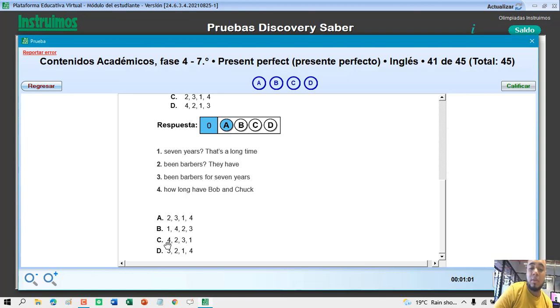For 7. Oh, again. Okay. I'm sorry. This time, okay? So 4, 2, 3, 1. 4. How long have Bob and Chuck been barbers? They have been barbers for 7 years. 7 years, that's a long time.